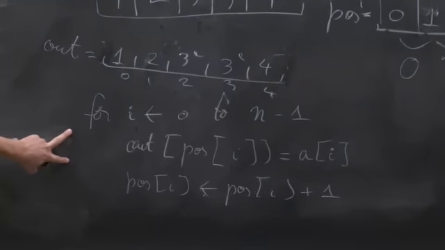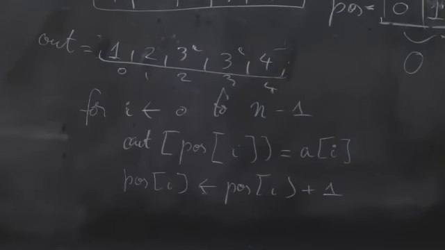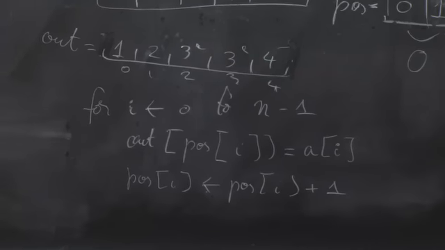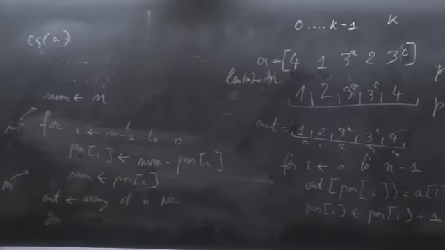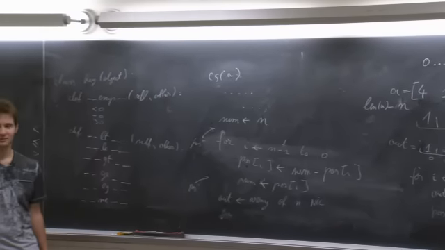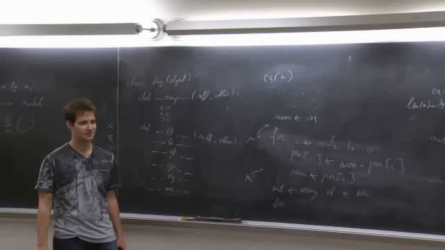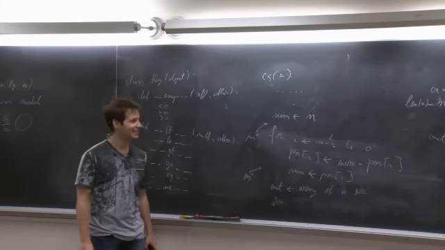OK, so this is the relatively easy part, and this is the hard magic in counting sort. So how are people feeling about it now? Any nods, or is it still confusing as hell? Not unconfusing. OK.